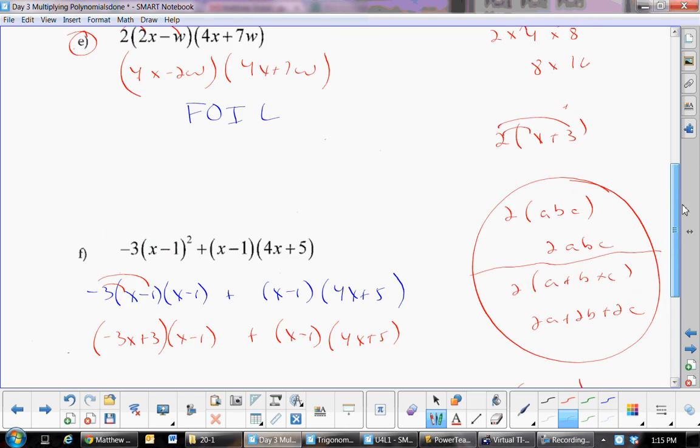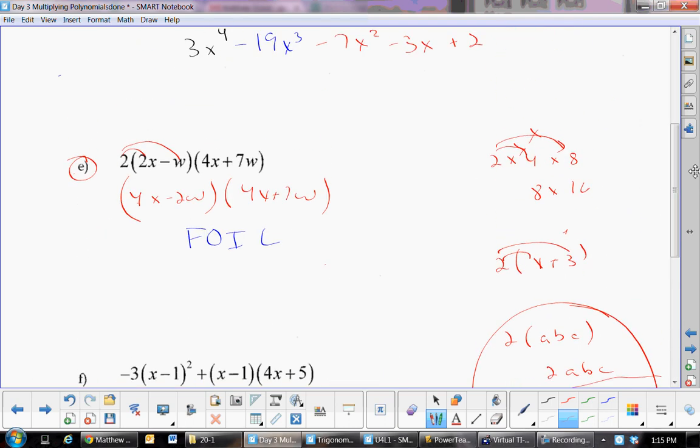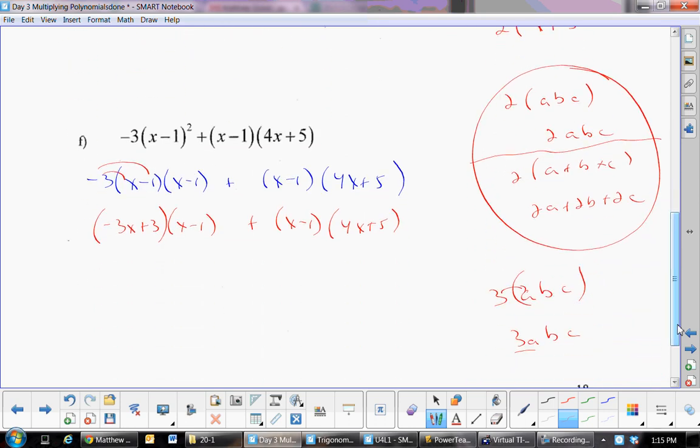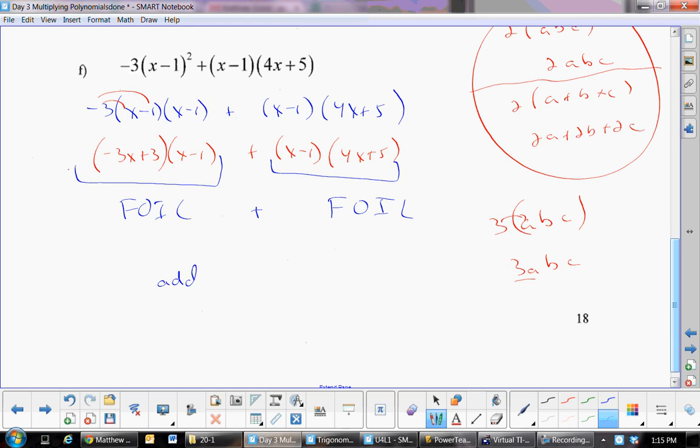Now, do you see up here, I did not take the 2 and multiply everything, just the first term, or the first binomial. Now, how would we solve this? Yep. FOIL that. This you would also then have to add like terms. Okay?